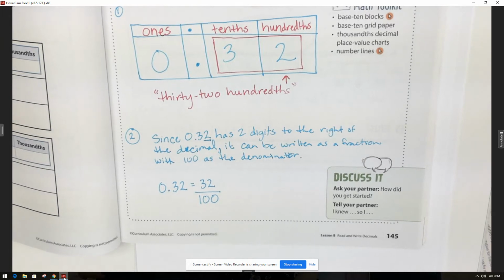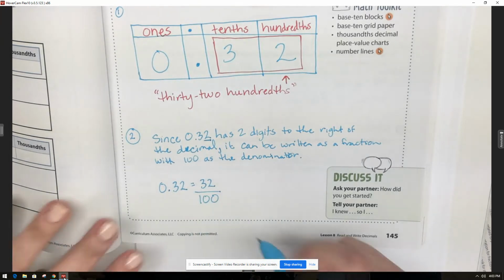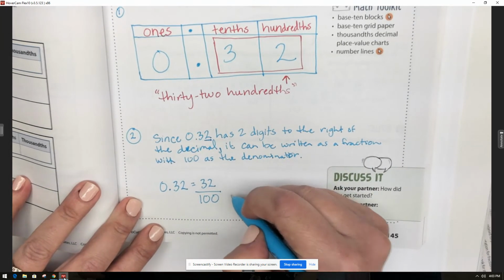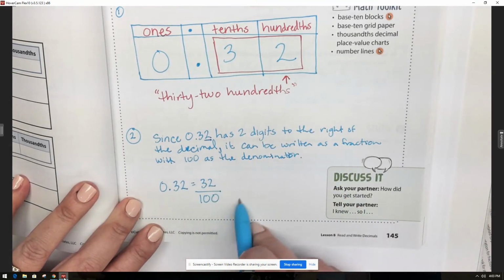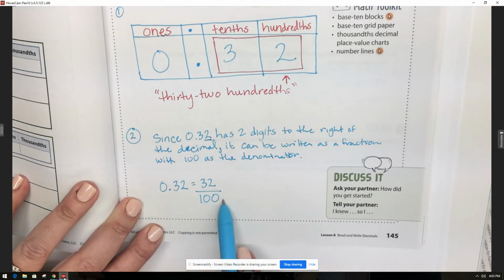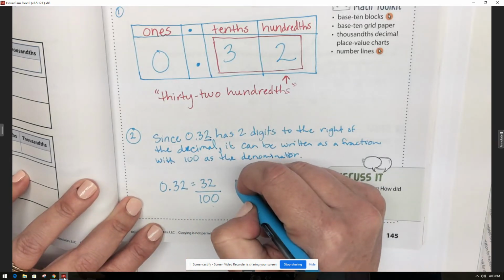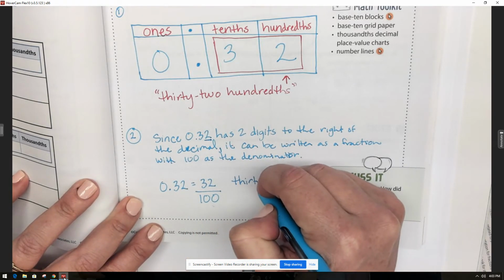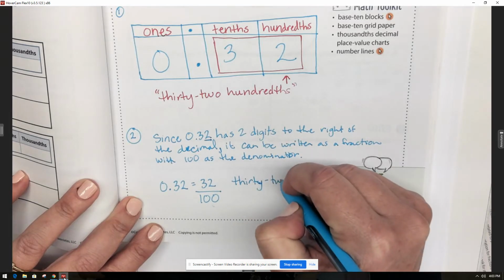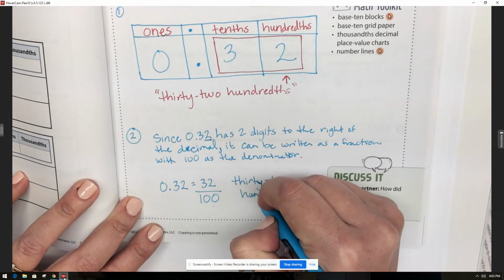So we could say this as, again, it would still be 32 hundredths, but it looks a little bit different. Sometimes it's easier to see it in fraction form, but it would still be 32 hundredths.